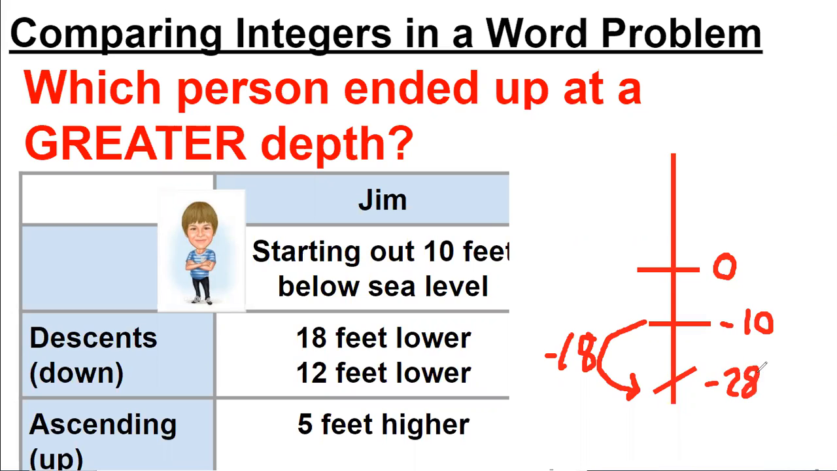And then he goes down 12 more feet. So he's going to go down 12 more. And I'm going to fix my crooked line here if I can. Get that crooked line fixed.